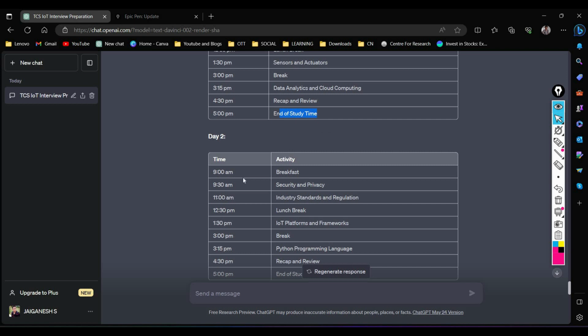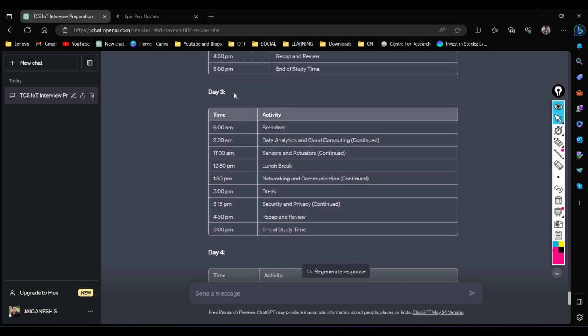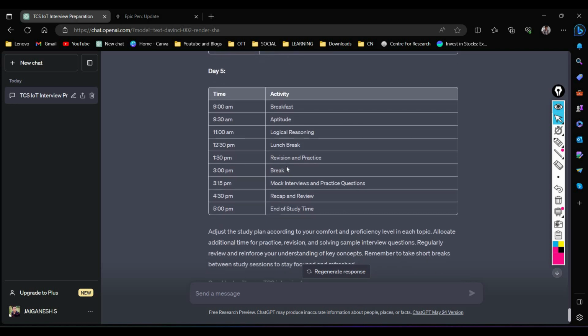And on day 2, I will have to prepare again. So here I have my day 2 plan. It has scheduled studying about the Python programming language, IoT platforms and frameworks, industry standards and regulation, and security and privacy for day 2. Similarly, I have something to study on day 3, day 4, day 5. So now ChatGPT has given me a detailed breakup and a detailed study plan which I have to prepare for this particular exam and this particular topic.